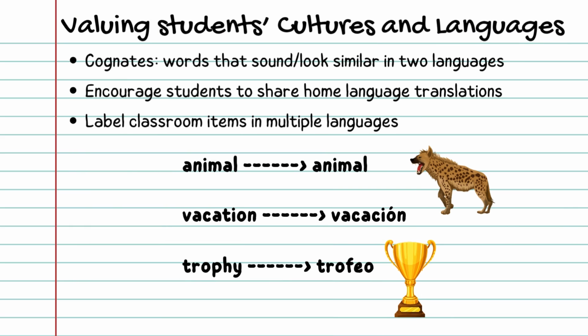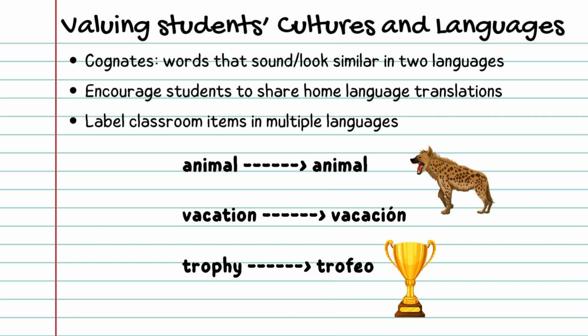So, some strategies to use include using cognates. Cognates are words that look and sound similar in English and the student's home language. This helps build connections between the languages. So, for example, cognates in Spanish are animal, which in Spanish is animal, vacation, which in Spanish is vacación, and trophy, which in Spanish is trofeo.